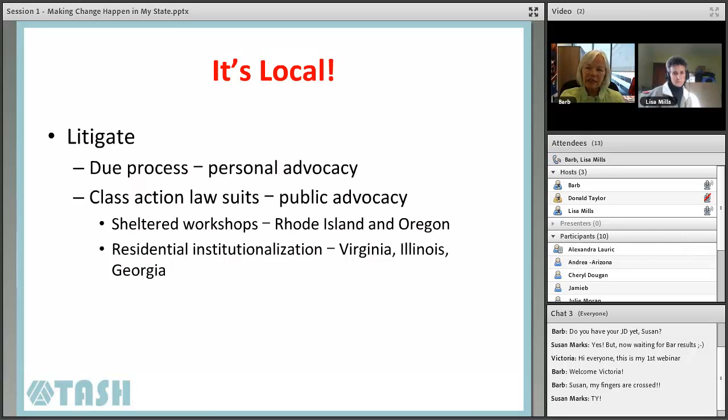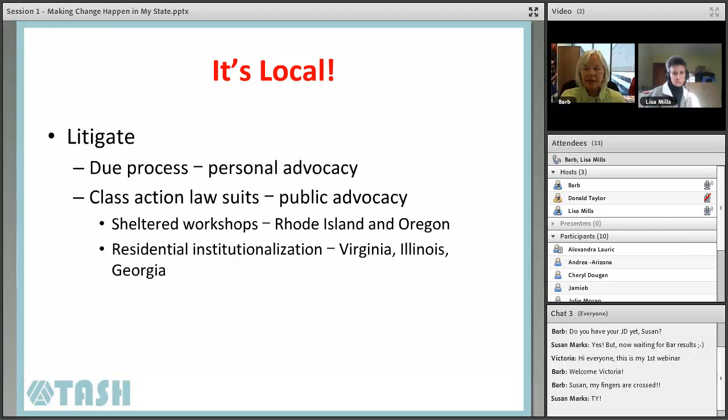And then in terms of litigation, we're pretty familiar with, I think, the due process personal advocacy approach for students with disabilities. But one thing that Lisa talked about earlier, which is really an effective way to make sure enforcement of these federal laws happens, is through class action lawsuits. The two sheltered workshop cases that Lisa's been involved in are both class action lawsuits brought by disability rights attorneys, as well as the residential institutionalization work that's been done in Virginia, Illinois, and Georgia.